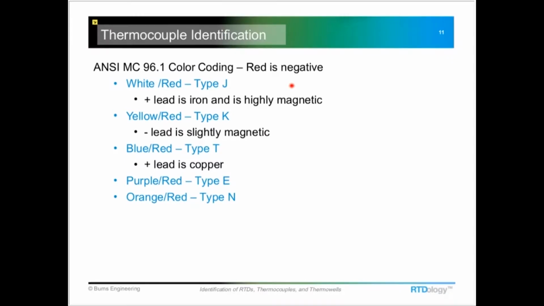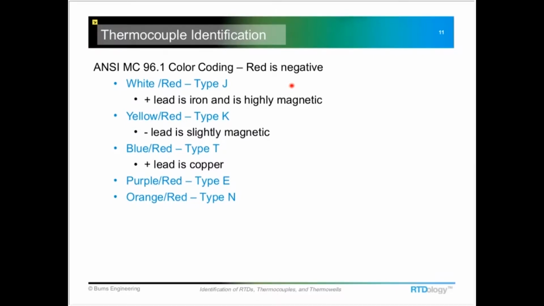And if the colors are gone, or if it's kind of hard to tell, pull out a magnet, and if one of the two leads is highly magnetic, you can be pretty certain that it's a type J, because one of those conductors is iron, and so it's going to be very, very magnetic.